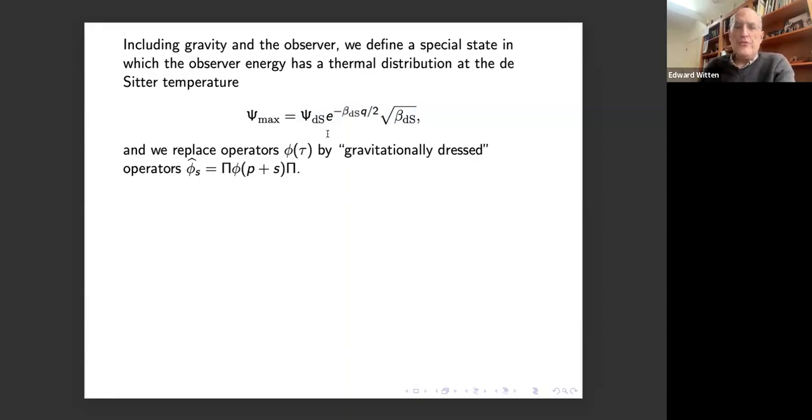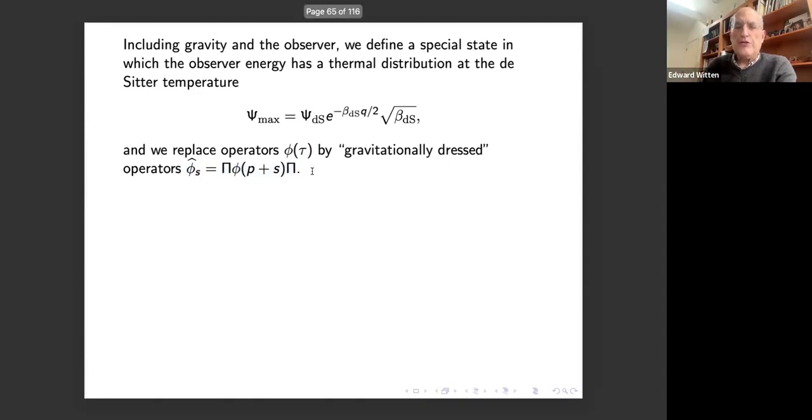So having included gravity in the observer, we replace operators phi of tau by gravitationally dressed versions of themselves, phi hat s. Remember, we have to replace the proper time tau by p, which is, if you like, the time measured on the observer's clock, except that you can shift it by an arbitrary constant s, and you have to project before and after onto positive q. So these are well-defined operators in the observer algebra.